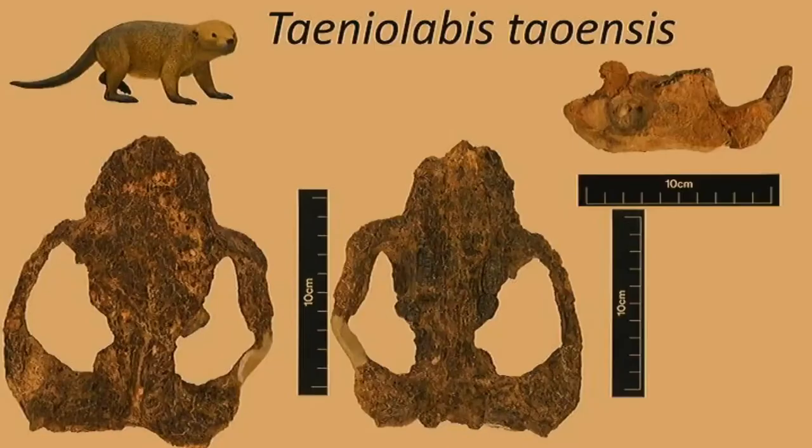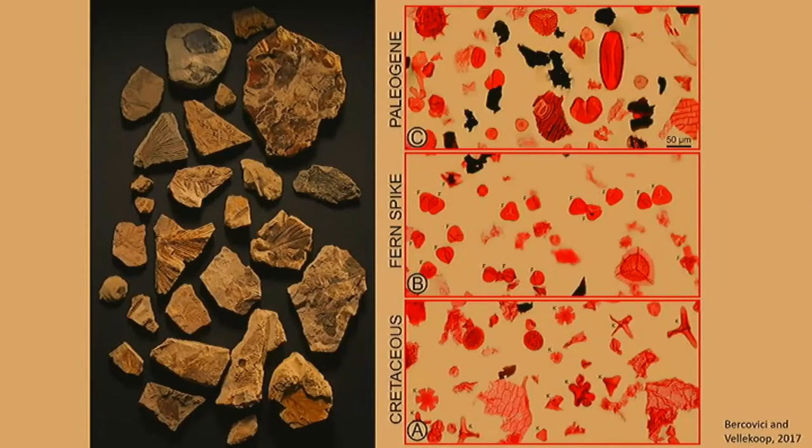And if it's not new to science, if it's not a new species, what we have is the most complete specimen of a known species. So this is just one example. This is an animal called Tenialabis, and I have a cast of the skull right here. But this was known from only mere fragments. And now, since this discovery, we now have whole skulls as well as complete jaws. And not only that, we have the plants. And I'll hand it back over to Ian.